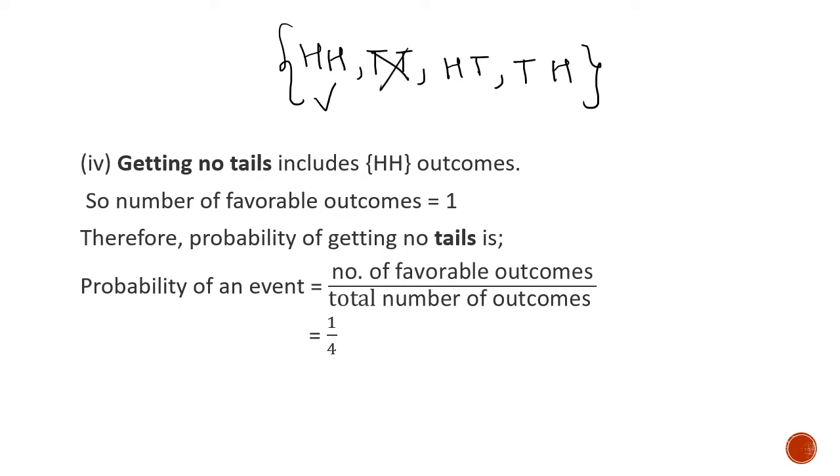Next, HT, there is still one tail, not a possibility. In the next one also there is one tail, not a possibility. So there is only one possibility, which is HH, that is there are no tails in it. So only one possible outcome, and the probability would be the number of favorable outcomes, which is 1 only, divided by the sample space, which is 4. So the probability for this event would be 1 by 4.